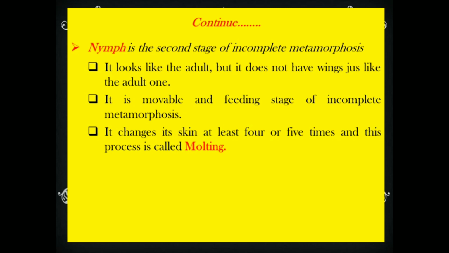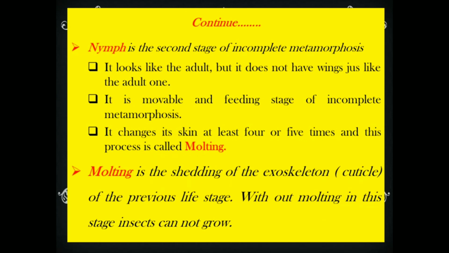At the nymph stage, that means insects that can be reproduced by such type of metamorphosis, at their nymph stage they can feed and they can move. But the process of change of skin at least 4 or 5 times, we call it molting. Don't forget it. It is the shedding of the exoskeleton of the previous life stage. That means insects that are reproduced using incomplete metamorphosis, without molting, they can never grow.